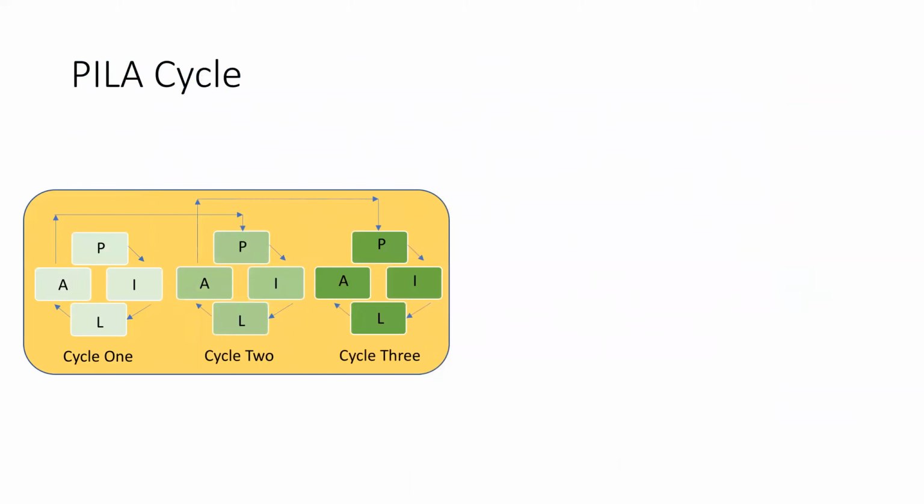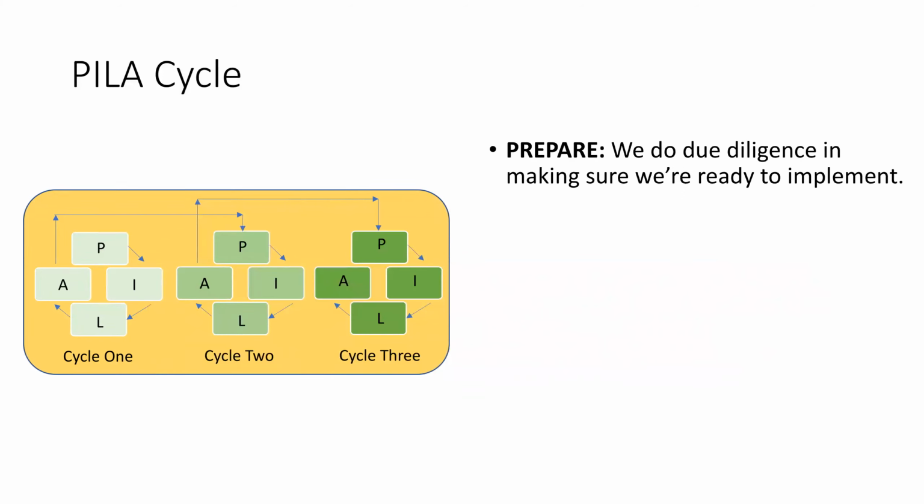As we said, PILA stands for Prepare, Implement, Learn, and Adapt. By cycling through these phases in a series of cycles, we can make our strategies more effective and powerful. Prepare is where we do due diligence and make sure we're ready to implement. We'll be talking more about that today. Implement is where we test our strategies.